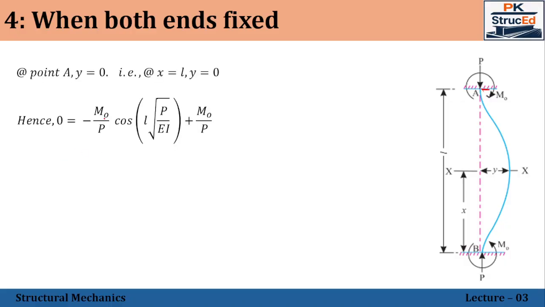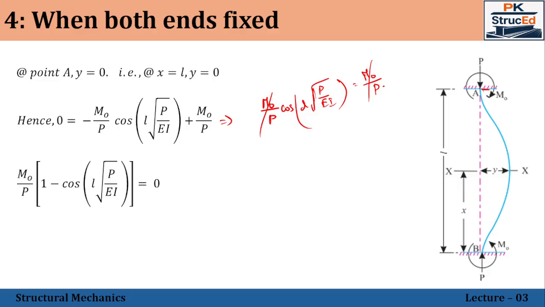That's what has been told. So C1 has been replaced with minus m naught by P, cos L into root over P by EA, plus m naught by P. So bringing this m naught by P on the other side, this equation can be written as m naught by P cos L root over P by EA, which will be equal to m naught by P. Now you can see that m naught by P can be cancelled on both the sides, so that you'll be getting m naught by P into 1 minus cos.